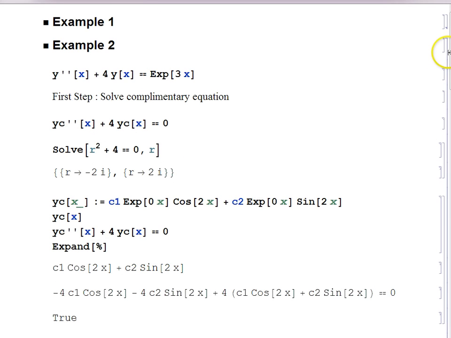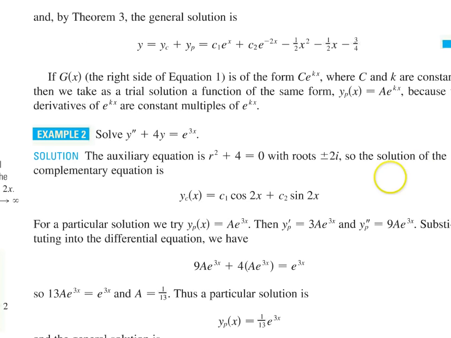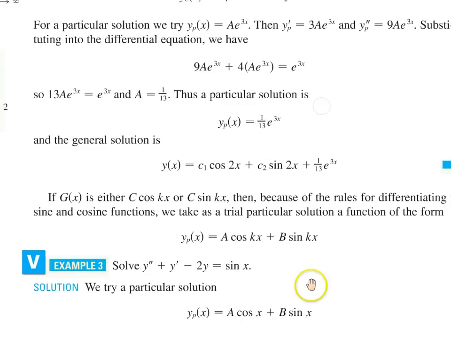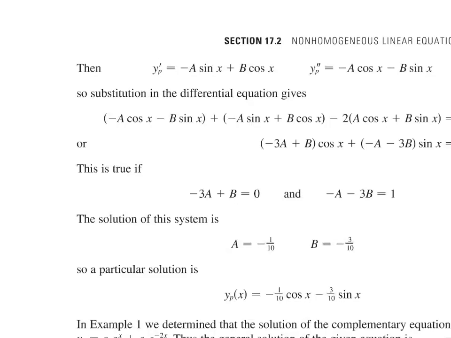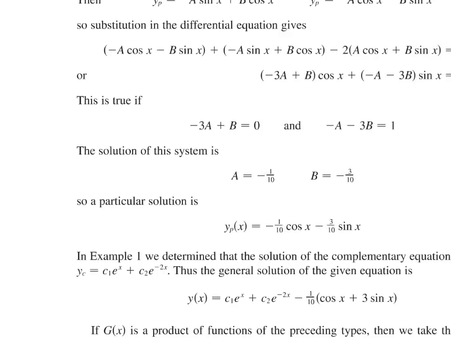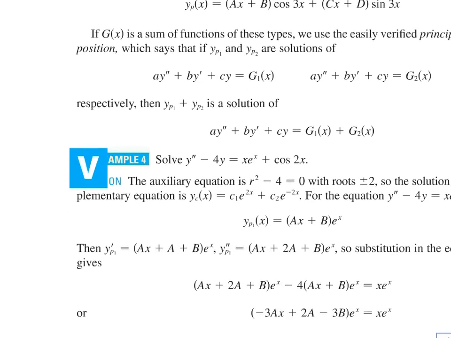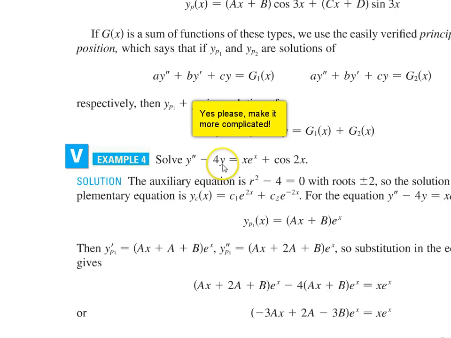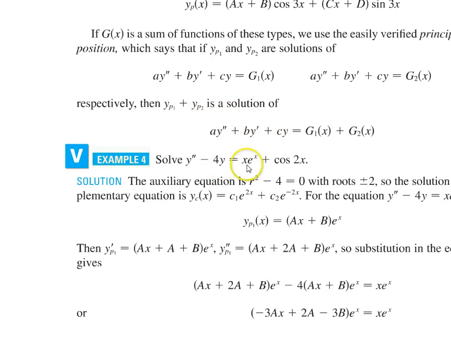Close this down. Do one more. Let's see what we can get ourselves into, doing sine x. Maybe we can do something a little more complicated than that. That looks pretty complicated, so let's do that one. y double prime minus 4y equals x e to the x plus cosine 2x. Let's try that.